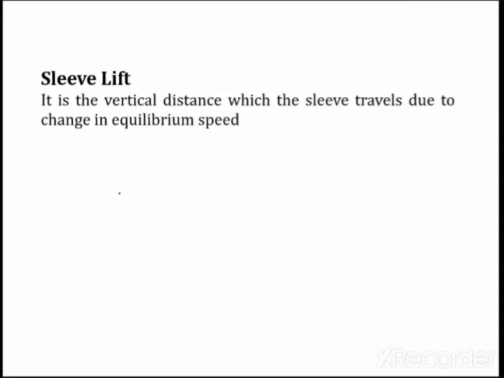And the last one is nothing but the sleeve lift. What is the sleeve lift? It is the vertical distance which the sleeve travels due to the change in the equilibrium speed, right? Let us say your equilibrium speed N is equal to 1000 rpm. Let us understand. Until now you have understood what equilibrium speed is. Let us say N is equal to 1000.